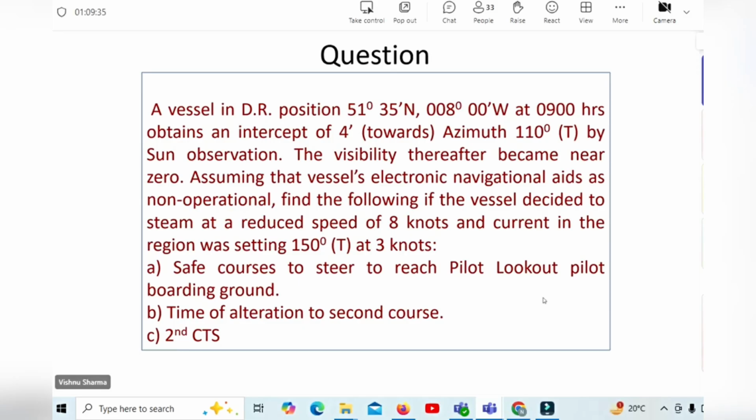So now guys, if you see in this case, what will you do? You will plot the DR. You will get the PL by intercept. So you'll draw the azimuth of 110.